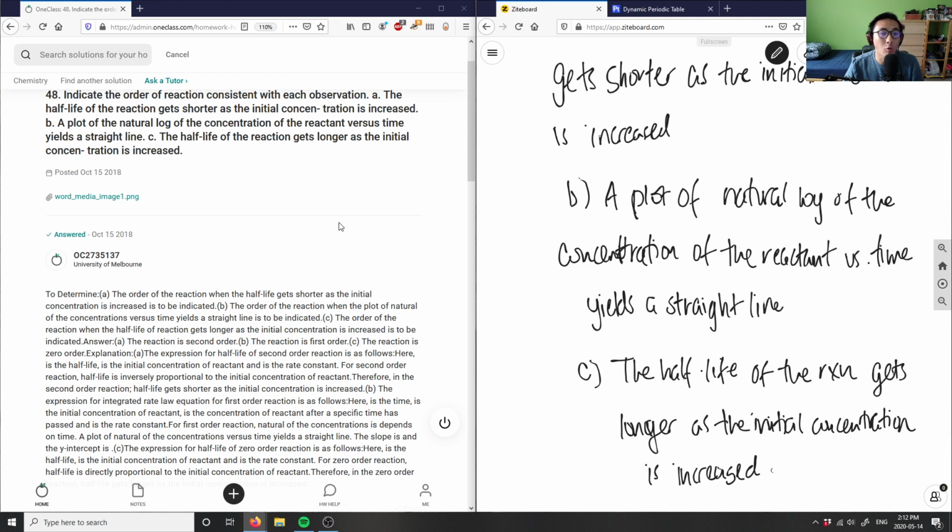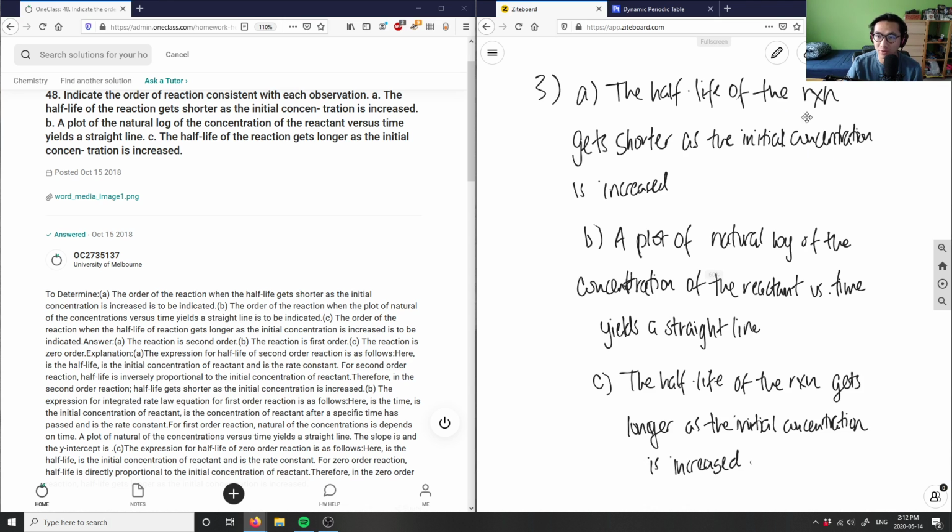So that's going to indicate the order of reaction consistent with each observation. So let's look at these observations first. The first one says that the half-life of the reaction gets shorter as the initial concentration is increased. So if I'm increasing the initial concentration here, the half-life is getting shorter, right?